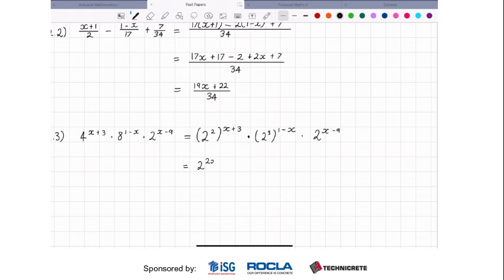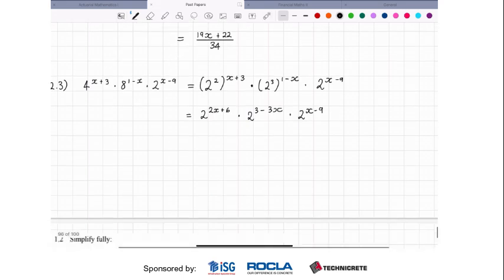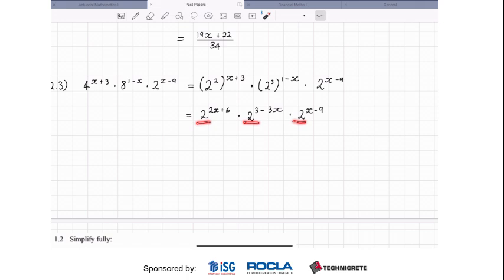So I'll have 2^(2x+6) now, times 2^(3-3x), and then this is just 2^(x-9). And now that I've got all the same bases, I've got all of them in terms of base 2, I can just add all of these exponents together.